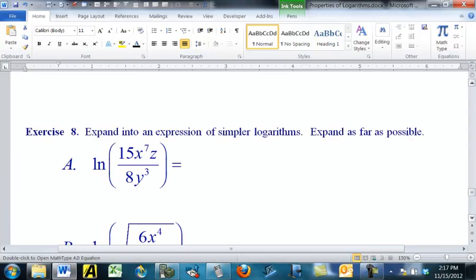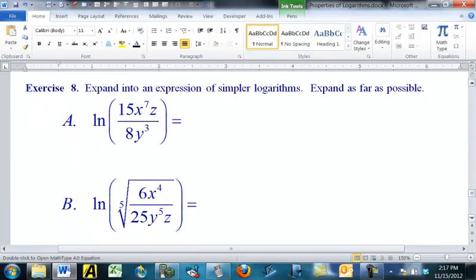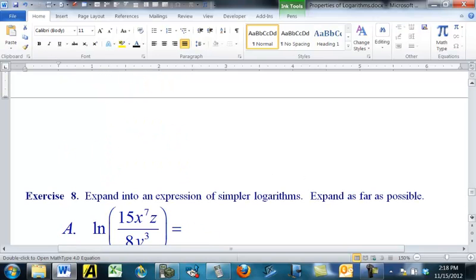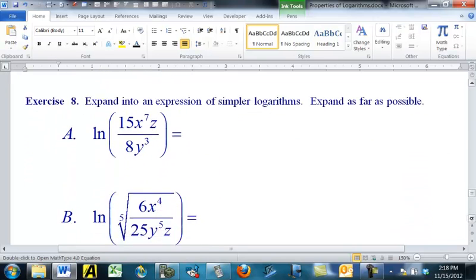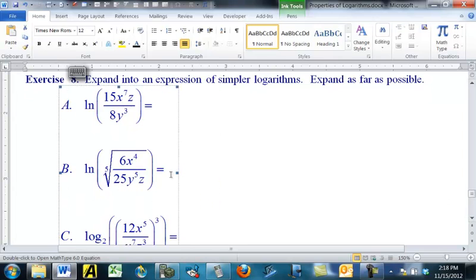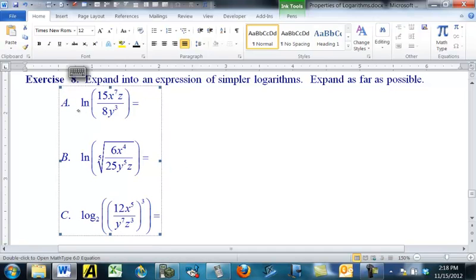Alright, your turn. Expand these expressions into expressions that have simpler logarithms. Expand as far as you possibly can here. Let's get it a little bit smaller so you can see all of them at once. Got 3 examples for you to do, 3 exercises. So go ahead and do this now. Work it out, come back and check your answers. They're like the examples we just did. Press pause now.